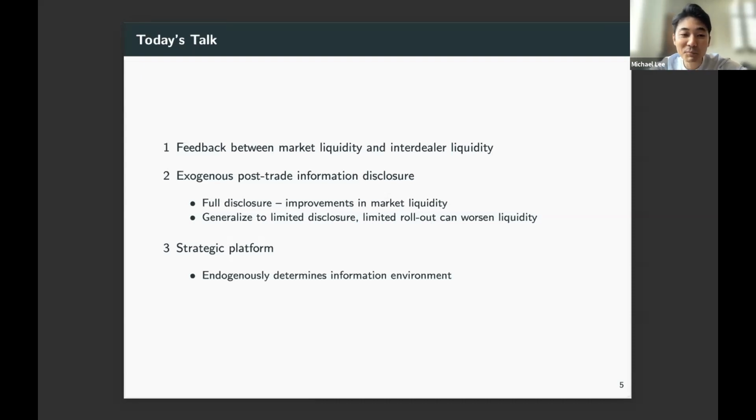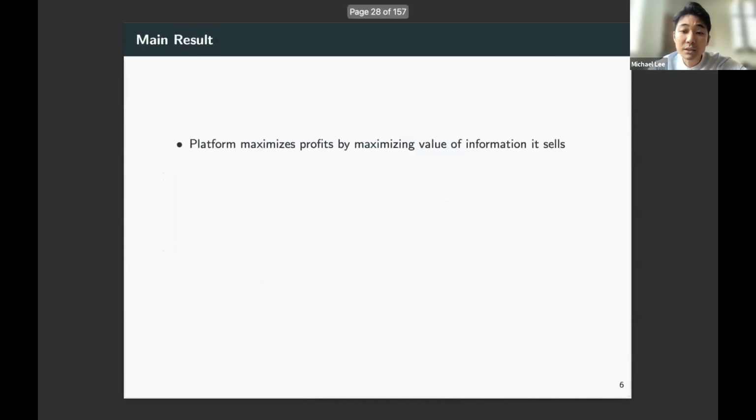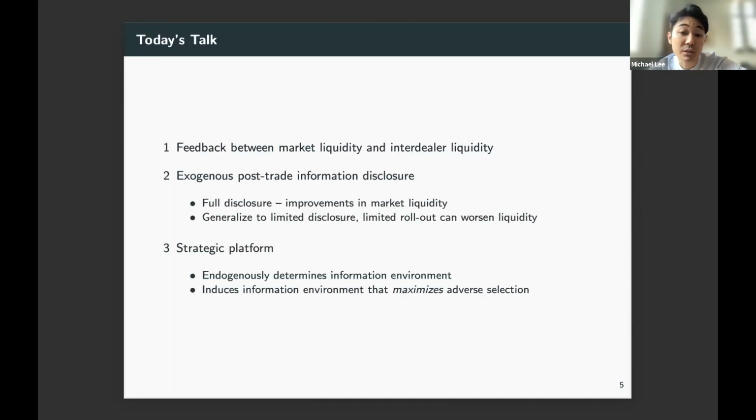So, and that's a great segue to our final point of this talk, considering strategic platforms. So we're going to consider how a strategic platform may endogenously determine the information environment. And our key result is that they're going to induce an information environment that maximizes the adverse selection in the market. And as a consequence of this, the platform is going to endogenously push market liquidity to the lowest possible level that is obtained under the exogenous setting.